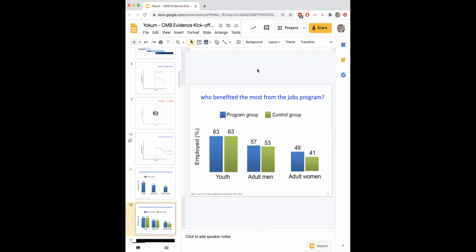The conclusion here, once you introduce a proper control group, a proper window into thinking about what would have happened without the program, it turns out you get the opposite conclusion precisely. It's actually adult women who have the most benefit from the program. The control group of adult women, 41% are employed, but it boosts up 8 percentage points to 49% if they go through the jobs program. Whereas those youth who look so impressive when you were looking only at the outcome, compared to the control group, actually have the same 63% employment rate.